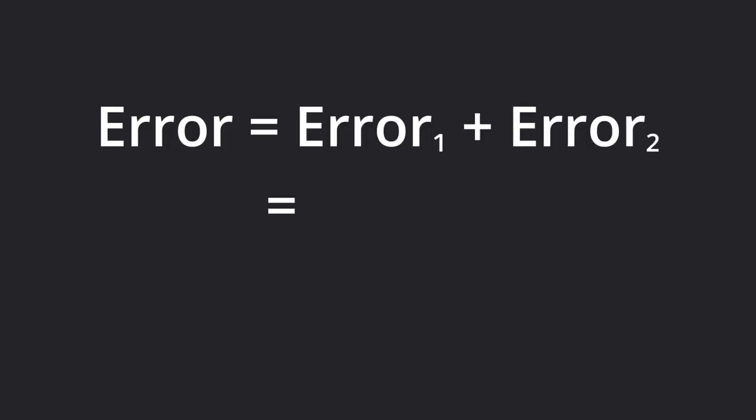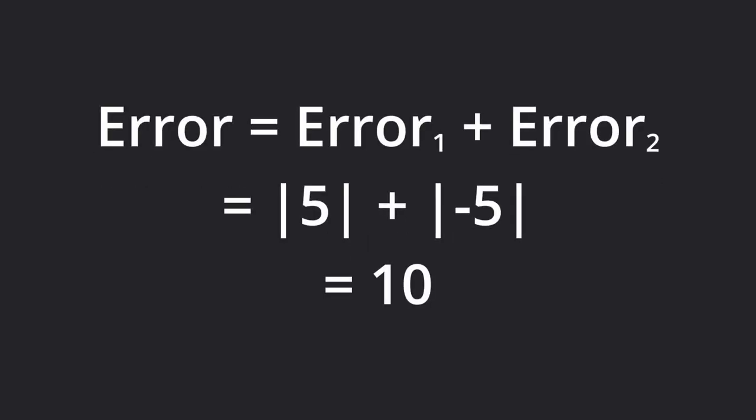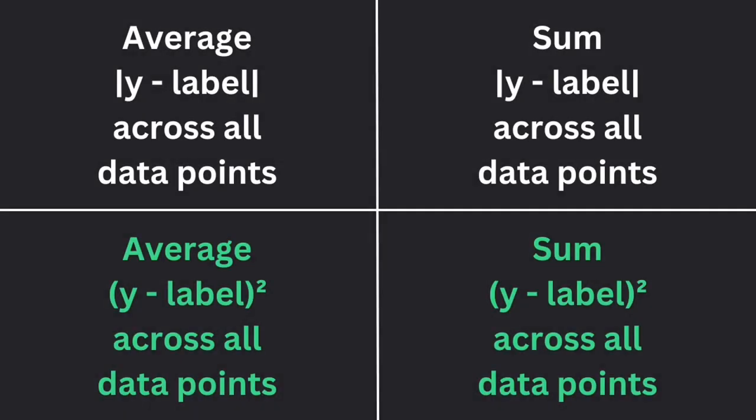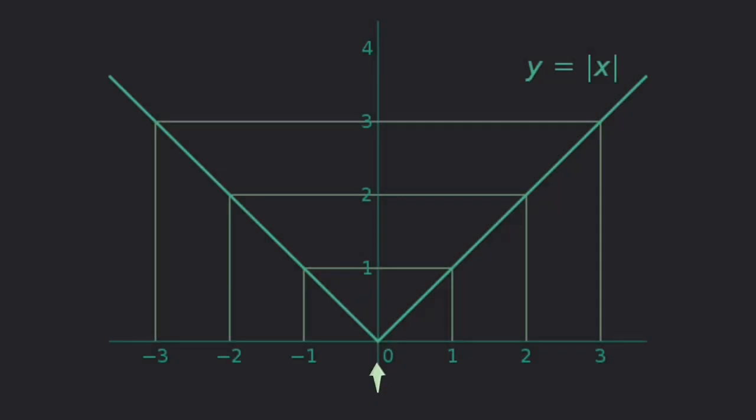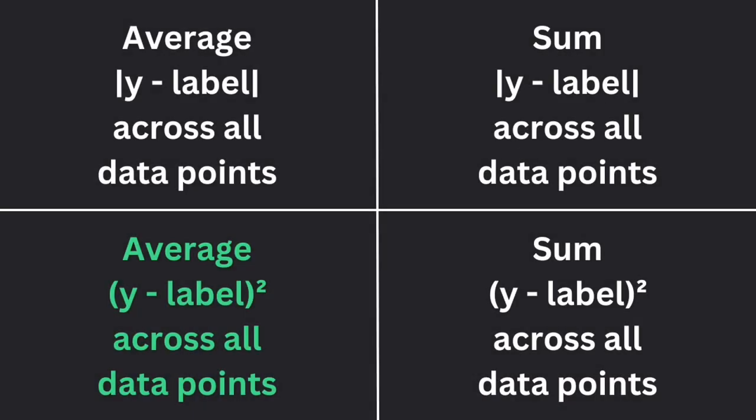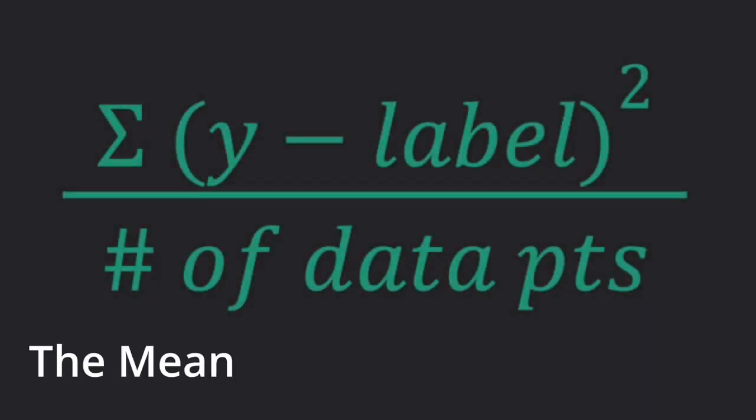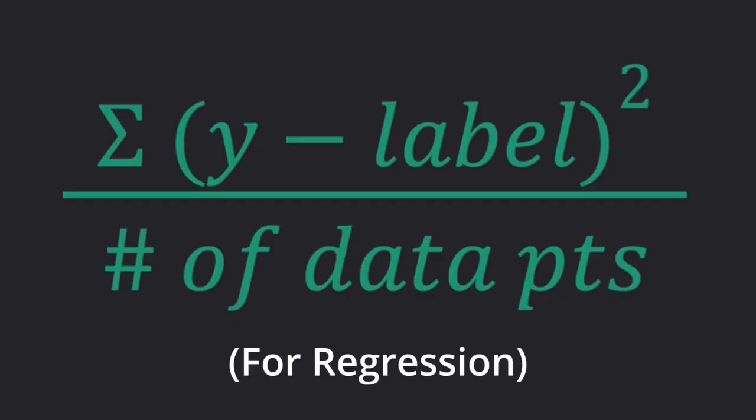We wouldn't want positive and negative errors to cancel out, so we definitely have to use either the absolute value or the square. We'll go with the square to avoid issues with the absolute value function's derivative at x equals 0. And then we'll take the average so that the final error value isn't dependent on how many data points we have. The result is called the mean squared error function, and this is the standard loss function for regression.